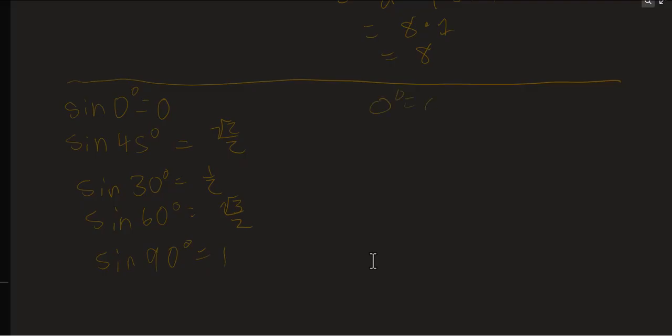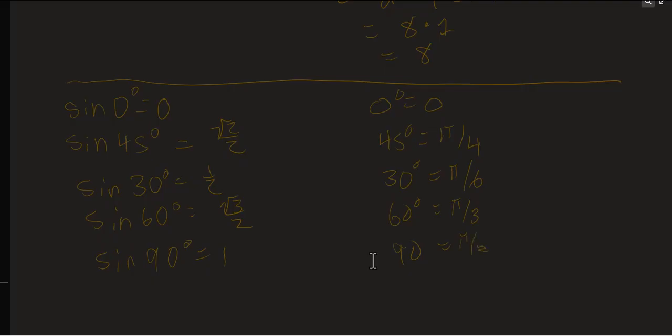And 0 degrees is 0 radians. 45 degrees is pi over 4 radians. 30 degrees is pi over 6 radians. 60 degrees is pi over 3 radians. And 90 degrees is pi over 2 radians.